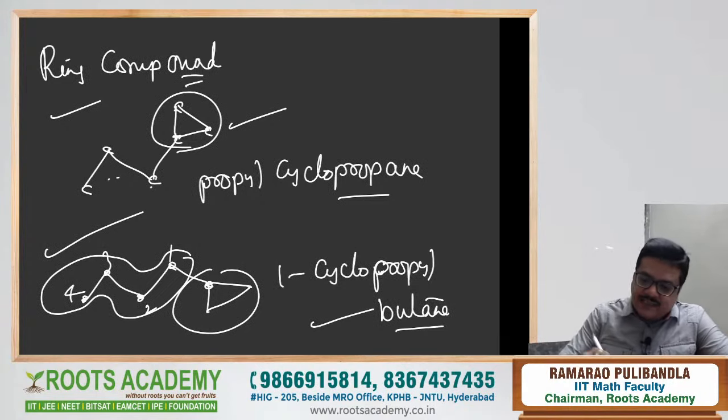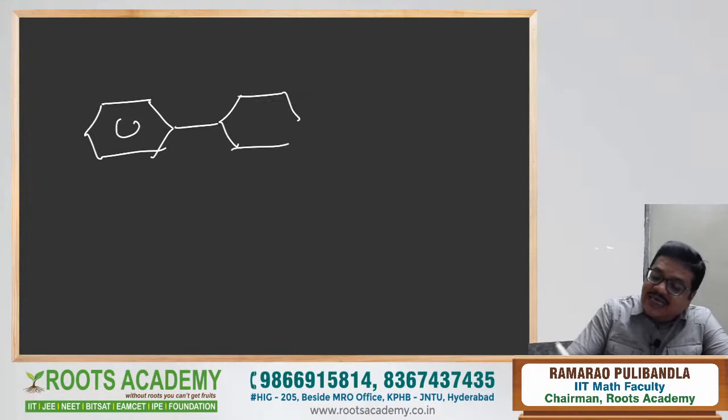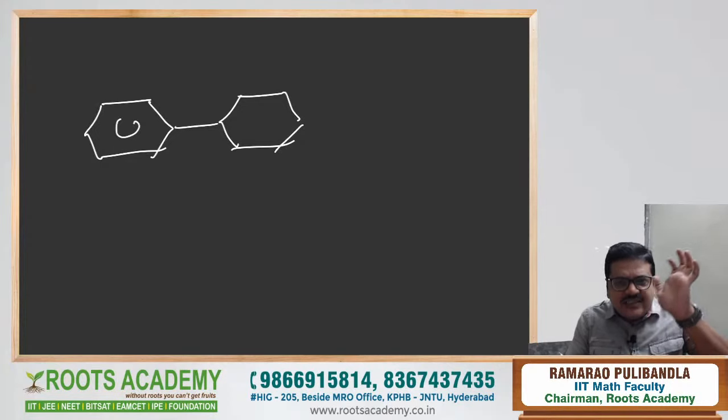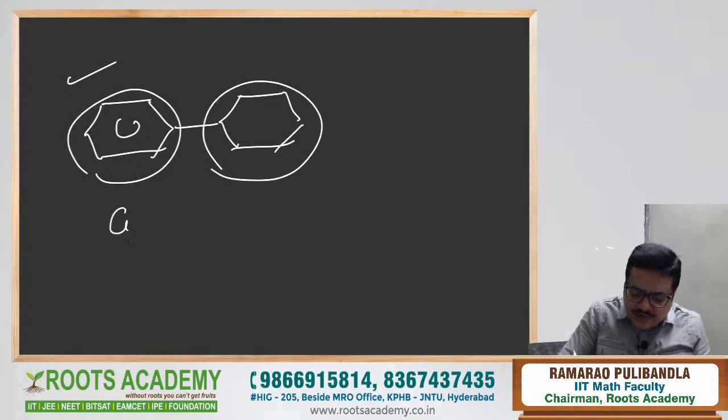Now listen. If the compound has a benzene ring on one side and cyclohexyl on the other side, now which is preferred? The benzene ring is preferred. So cyclohexylbenzene.